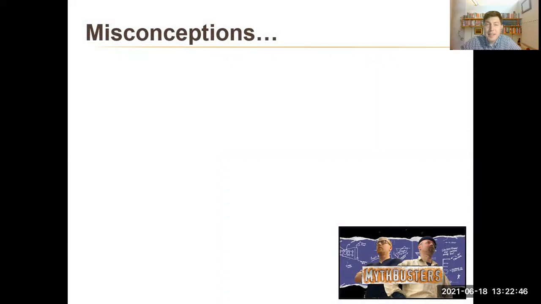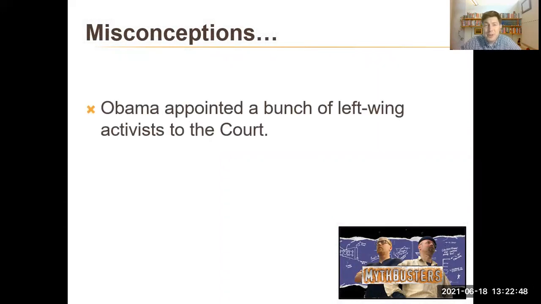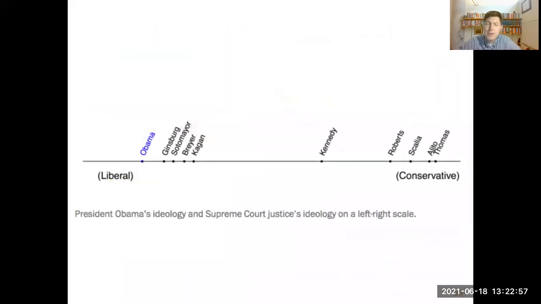And a fourth misconception regarding the Supreme Court is that President Obama appointed a bunch of left-wing activists to the court. That is actually not the case. If we were to look at those ideology scores and compare them to various justices or to the president himself, we found that, and again, I'm speaking on behalf of political scientists, the justices whom President Obama nominated tended to be liberal, but slightly less liberal than he is personally as well. Sometimes presidents can't get all that they want because the Senate has to approve their nominees.